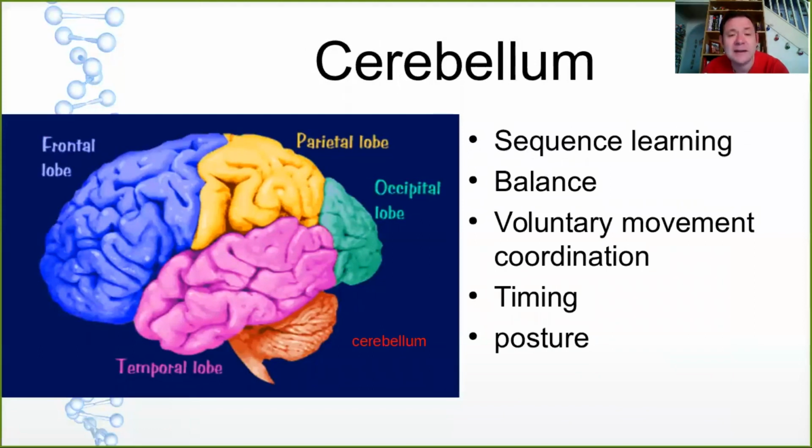The cerebellum, as I mentioned earlier, handles sequenced learning, balance, voluntary movement, coordination, timing, and posture. That's all controlled by the cerebellum, the little brain.